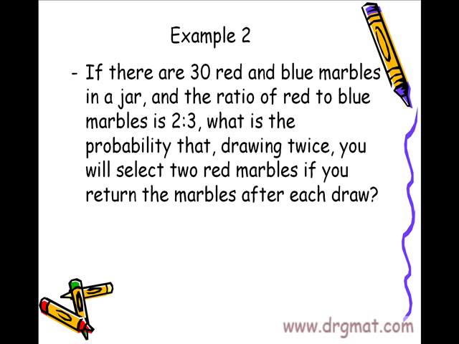Now let's look at another example where you have 30 red and blue marbles in a jar and the ratio of red to blue marbles is 2 to 3. What is the probability that drawing twice you will select 2 red marbles if you return the marbles after each draw? Now basically, since I'm replacing the red marble back into the jar, I'm not affecting the probability of my second event.